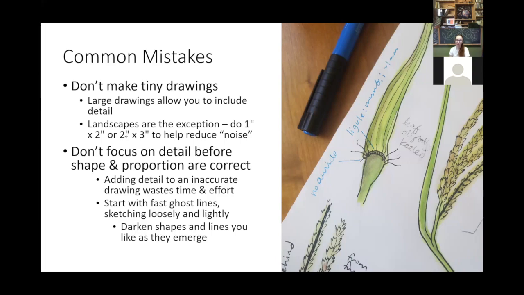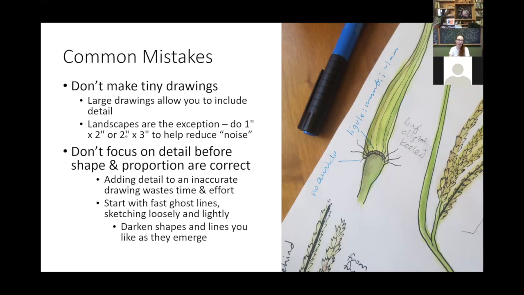Getting down your shape and proportion correctly before you focus on detail makes sure that your drawing will be accurate. So draw lightly and with ghost lines, basically loosely and lightly, and then darken whatever lines you like as they emerge.